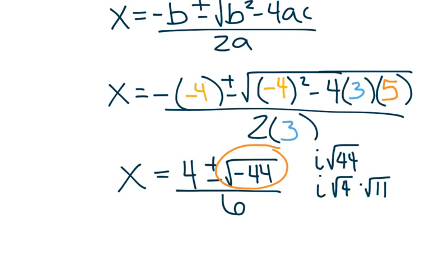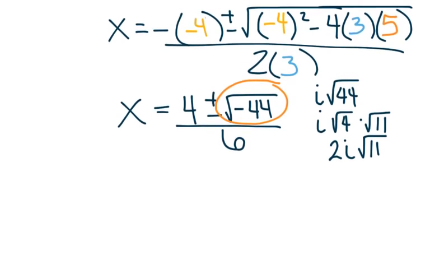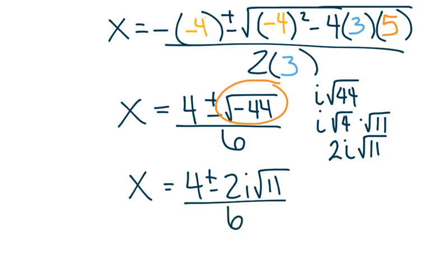So here's what you do. The square root of 4 is 2. And i always goes after a whole number. And then since you can't take the square root of 11, it just stays 2i square root 11. Alright, so here's what you do. You're going to replace that radical with what you just found. So 2i square root 11 divided by 6.